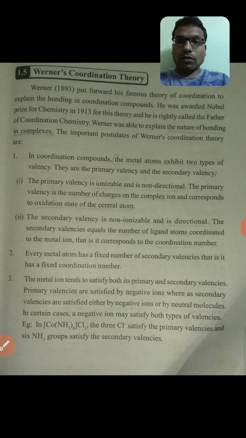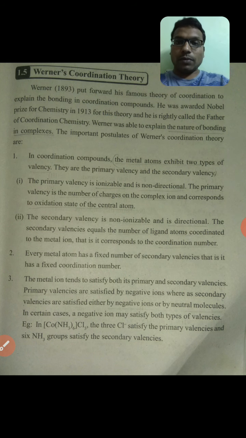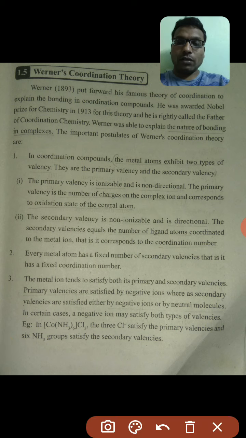So in this theory, Werner explained the bonding in coordination compounds. Werner put forward his famous theory of coordination to explain the bonding between the metal and ligand in coordination compounds.